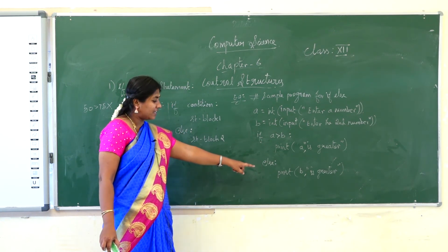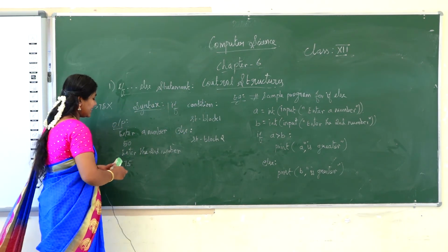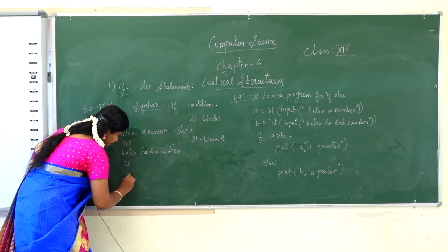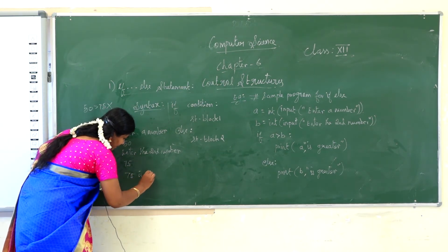What I have given in the else part is print B is greater. What is the value of B? 75. So 75 is greater will be printed.